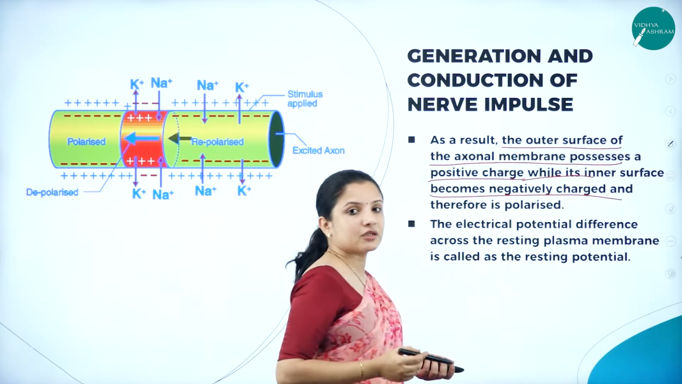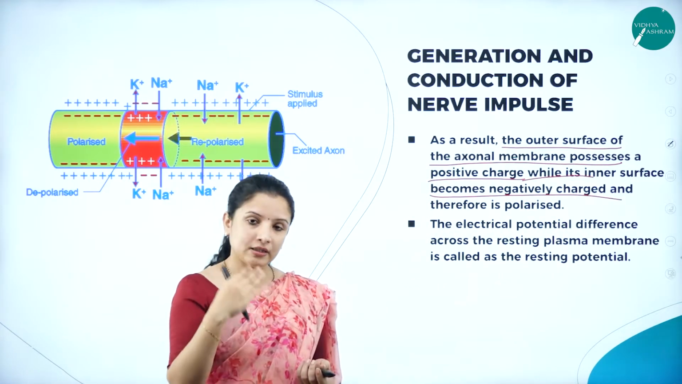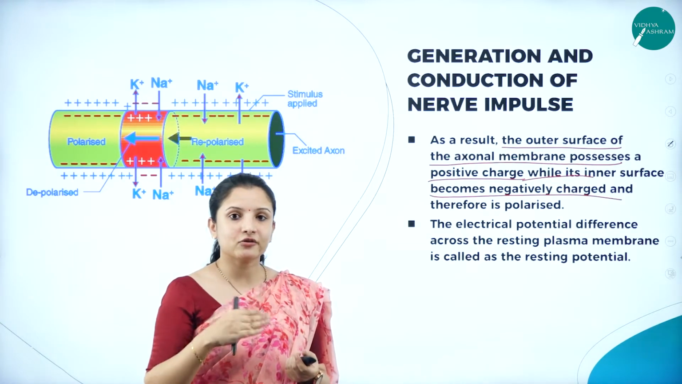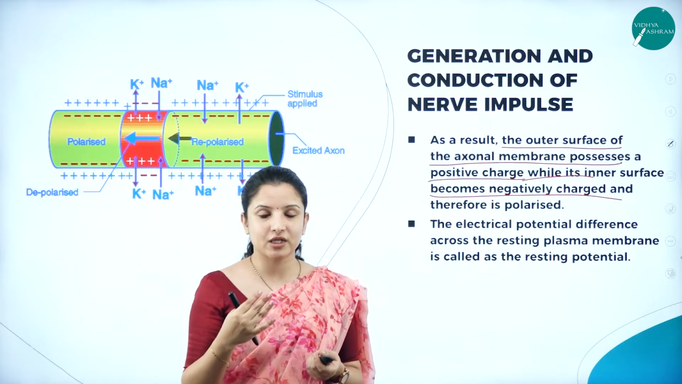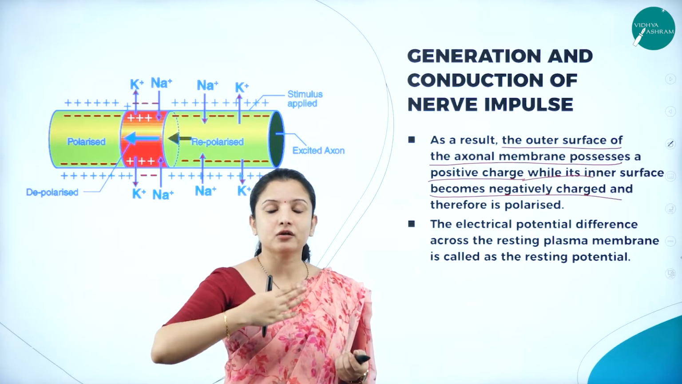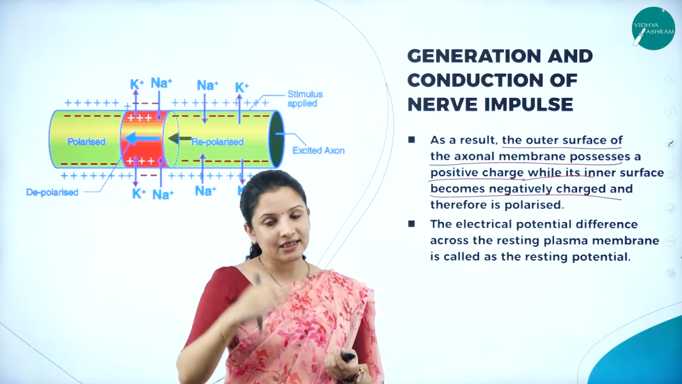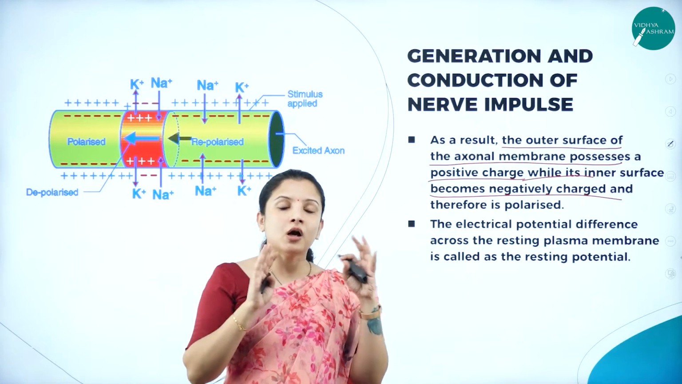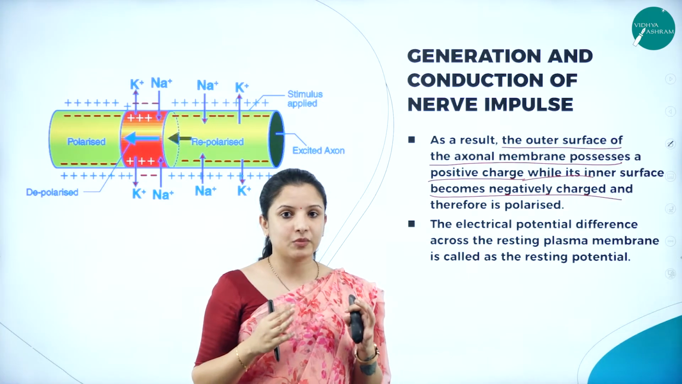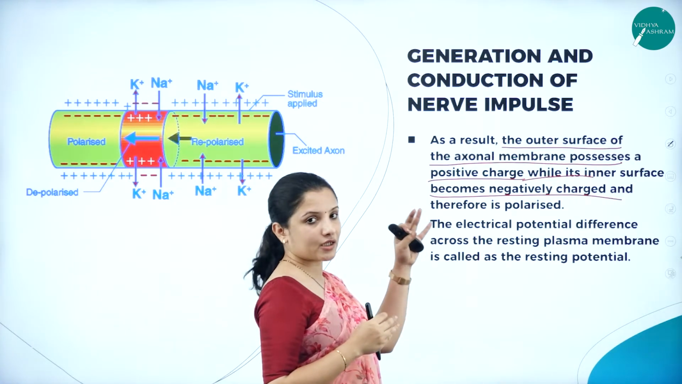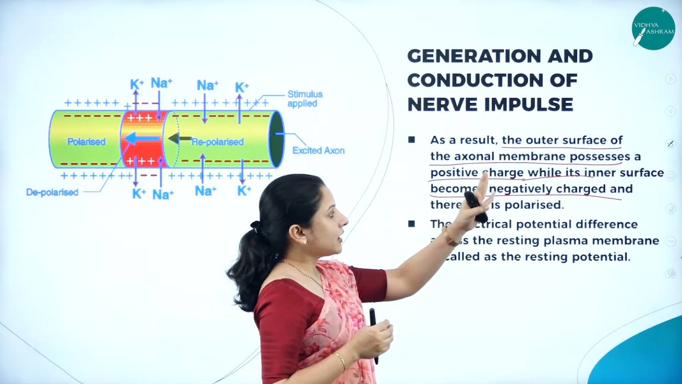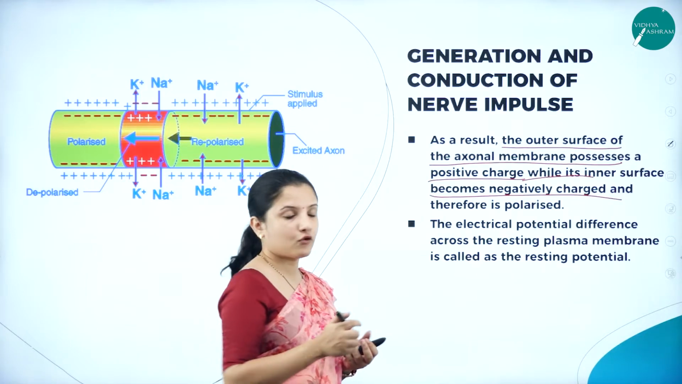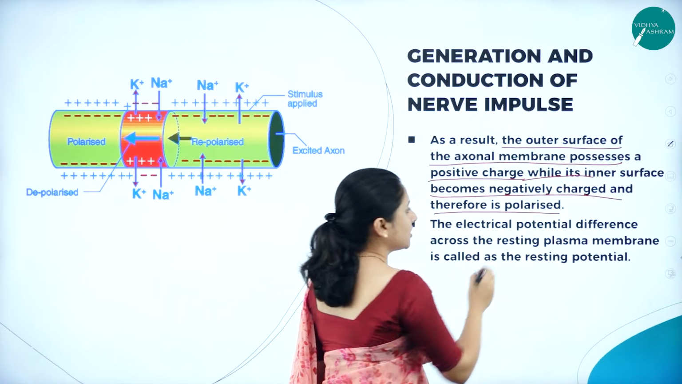Why does the inner surface become negatively charged? Because in the inner surface there is the presence of proteins. These ion channels are not permeable to negatively charged proteins, and therefore they are not letting the proteins out. But instead the sodium ions are moving out, the potassium ions are moving in, and all that concentration gradient is being maintained. Consequently, the inner surface of the axon becomes negatively charged. Therefore, the axons are always in a polarized state.